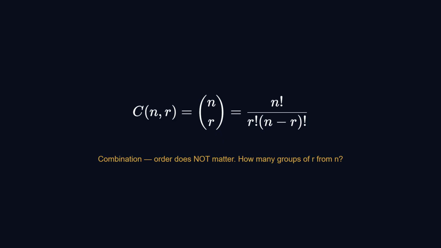The exam decision rule. If the question says select, choose, or pick a group, it is combinations. If the question says rank, order, or arrange, it is permutations. Labels like first, second, third mean order matters. A group of 3 with no labels means order does not matter.